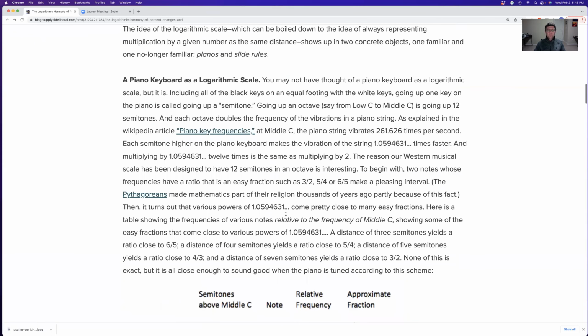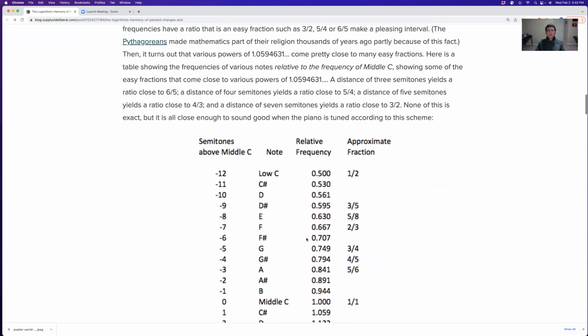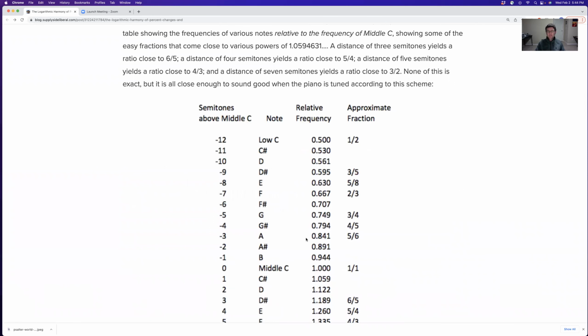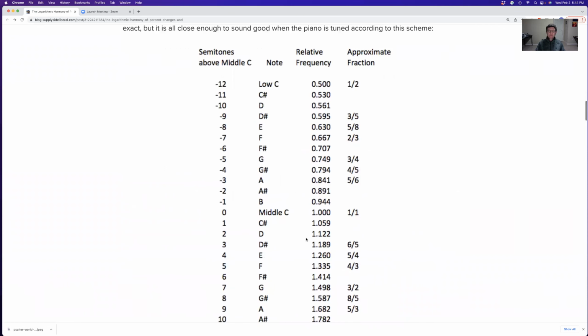Now, what's up with the pianos? Well, if you think of the frequencies of each key, you have 12 steps in an octave, the semitones. So if you go from a white key to the black key next one up, you've multiplied the frequency by 1.05. So interestingly enough, the position on a piano is like the logarithm of the frequency.